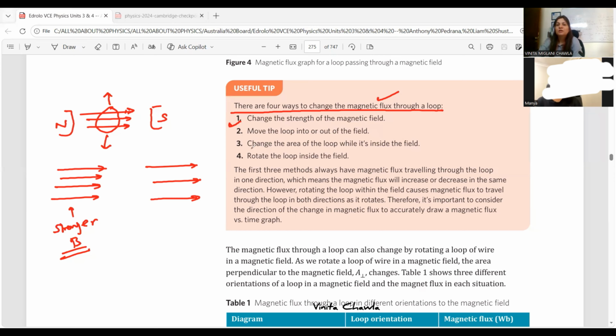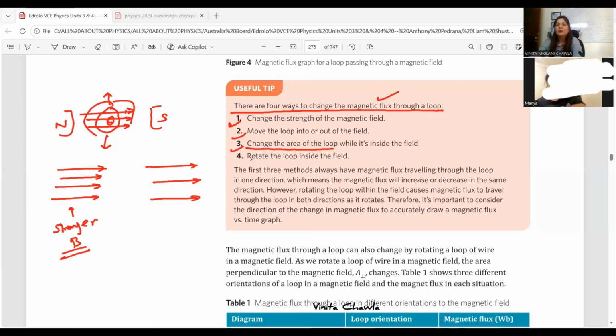Second, change the area of the loop. What if we change the area of the loop? I take a bigger loop or smaller loop. So by changing the area of the loop, again, we can change the magnetic flux, or we can move the coil up and down and change the area accordingly. This is the other way we can do it.